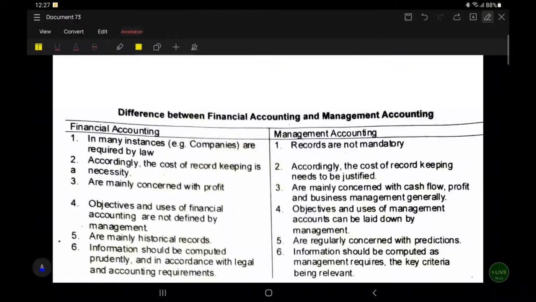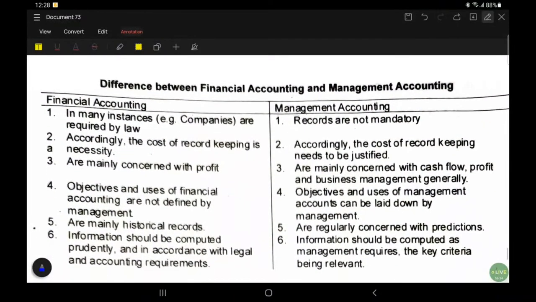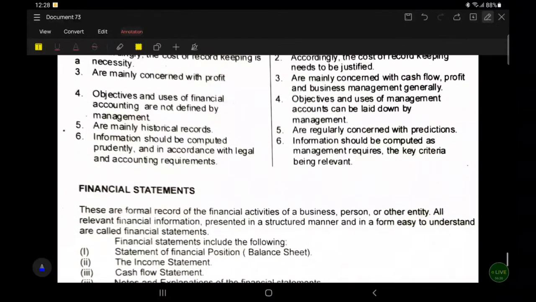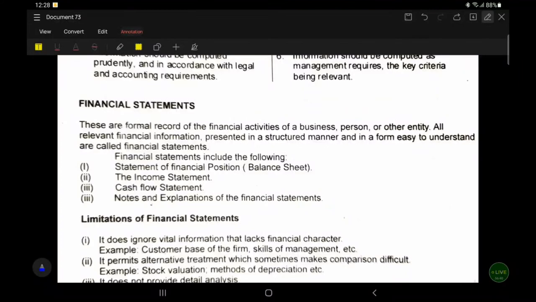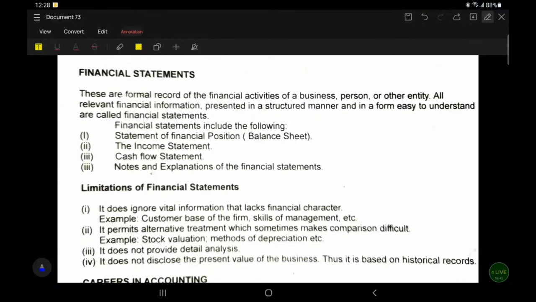When it comes to reporting of information, management accounting is reported internally. You're not mandatory by law to report it to the general public. But when it comes to financial accounting, you should report it. You should be able to report it outside for people to make informed decisions in that light. So these are just things that you can get when it comes to financial accounting, management accounting and cost accounting.